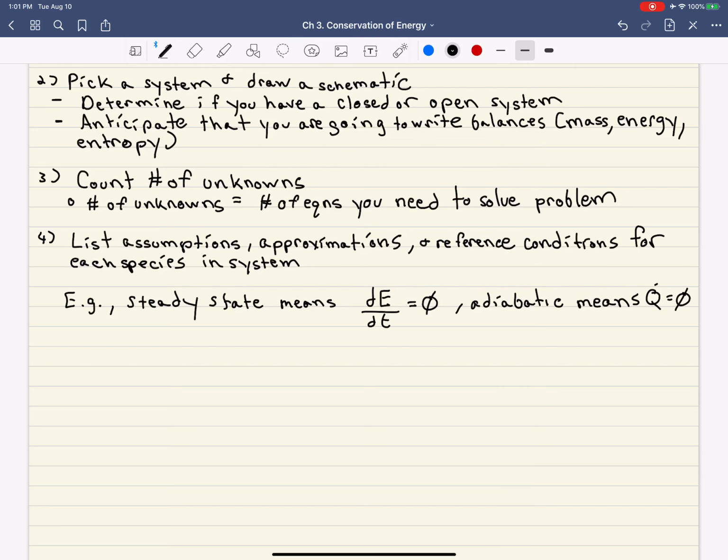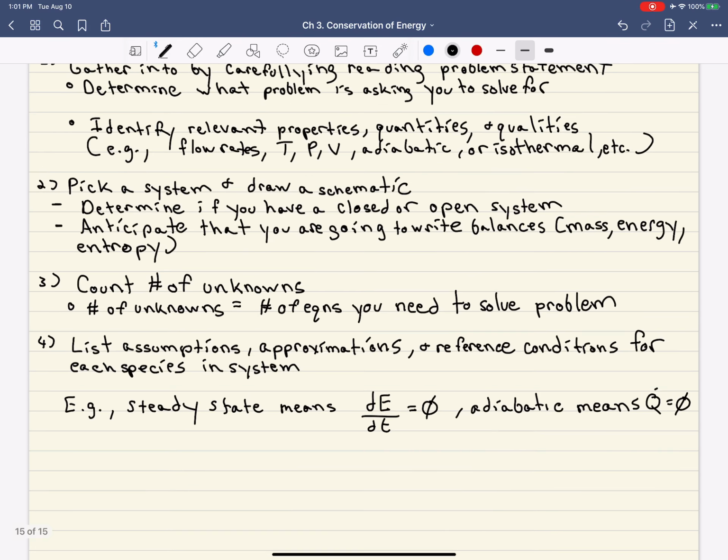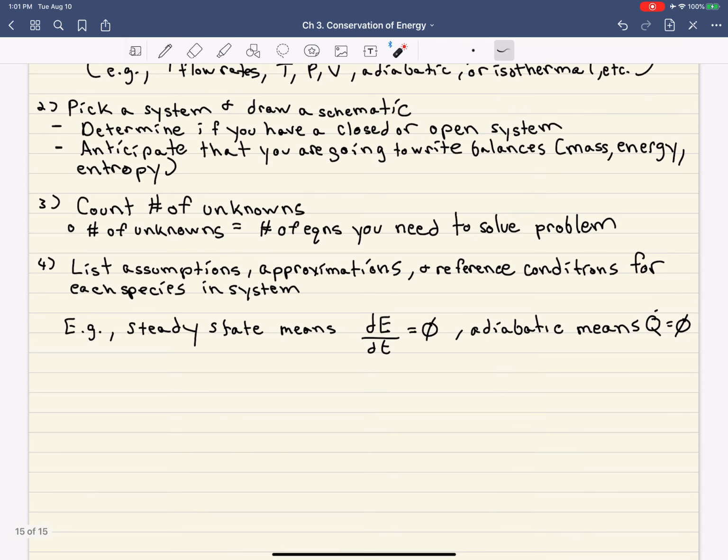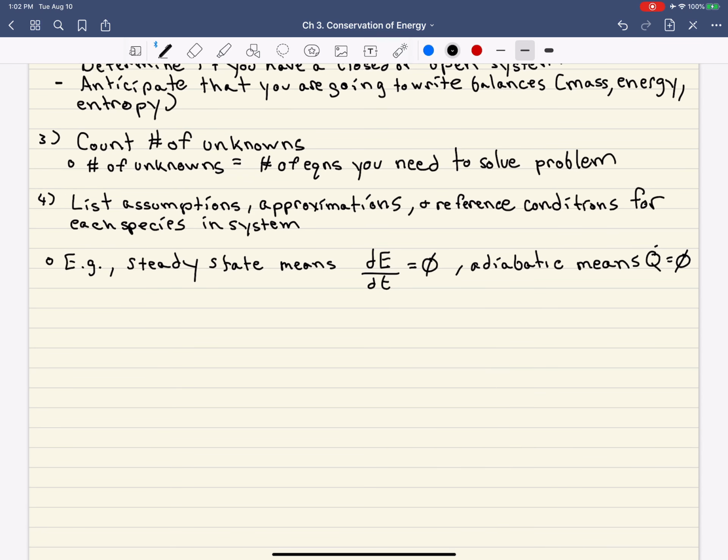All right, so step 4 is intimately tied to step 1, where you have to figure out what the qualities of my system are and how I can translate those qualities into math. That's why it's very important to systematically list out your assumptions, so that you know how you can simplify the math in your balances. And that's it with regards to the assumptions.